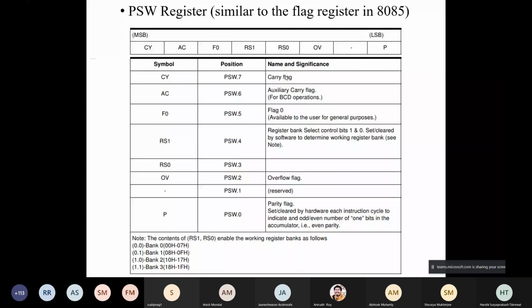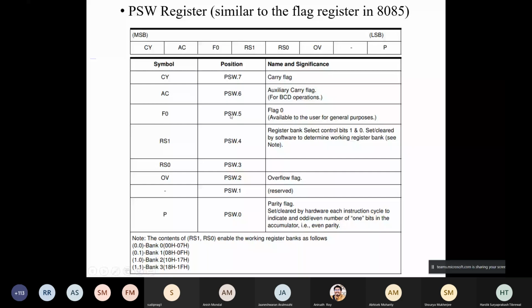Auxiliary carry is the same thing, but it is used to store the carry or borrow from the 4th bit to the 5th bit within the 8-bit operation. So it is basically only used for certain BCD operations. It is updated, but not always used, because your processor is 8 bits, so you should only consider the 9th bit for a carry. But in certain operations like BCD operations, we consider the 5th bit after the 4th bit. If there is a carry or a borrow, then that value is updated in the AC bit, which is the 6th bit in PSW.